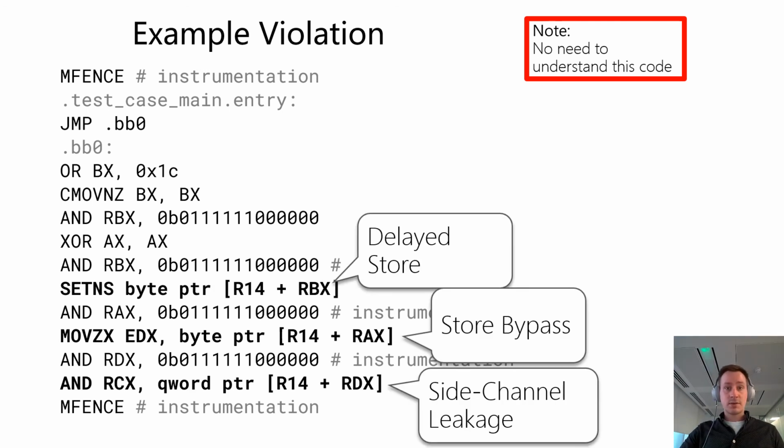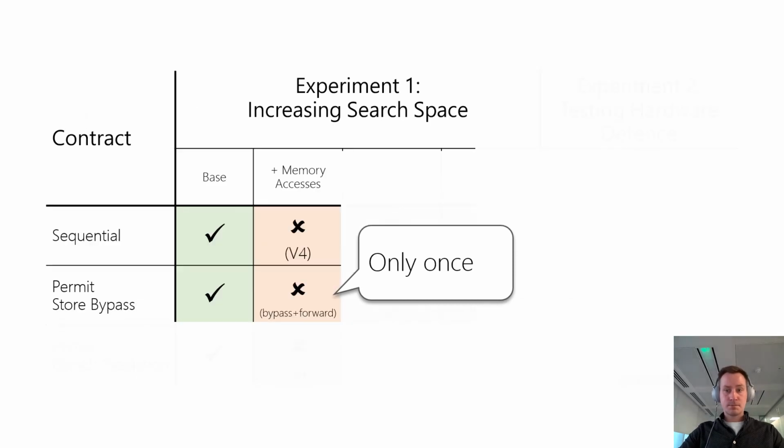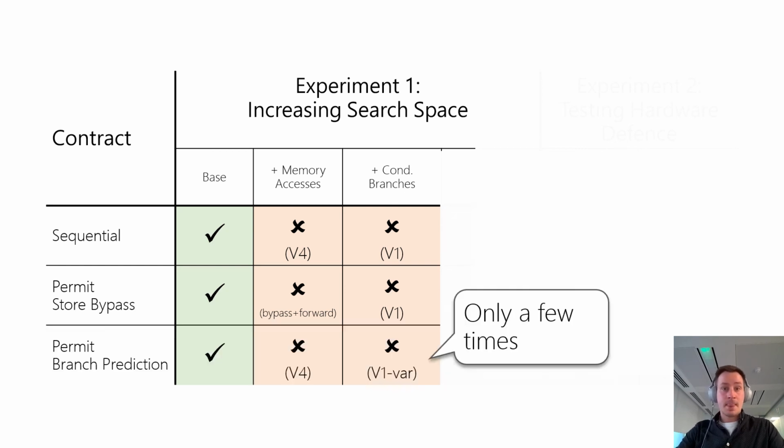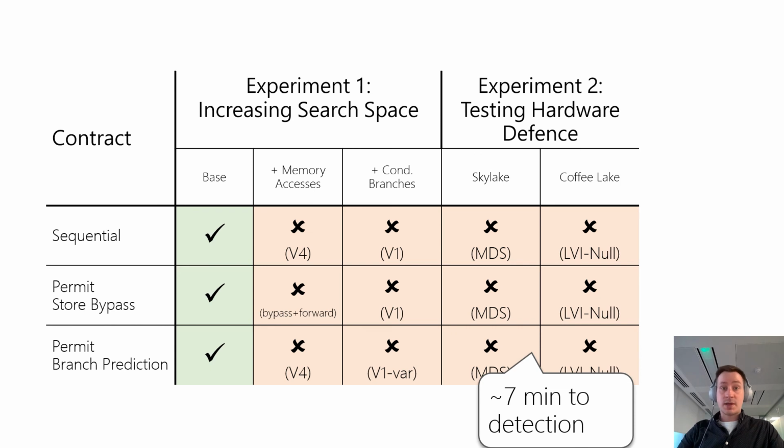Next, we extended the contract to permit the speculation. And we found another vulnerability. This time, it took Revisor much longer to find the violation. In fact, we detected it only once in the experiment. It was a new variant of v4. After that, we added conditional branches to test cases, and Revisor found a violation very quickly, within minutes, as we found out it was Spectre v2. So that was our first experiment.